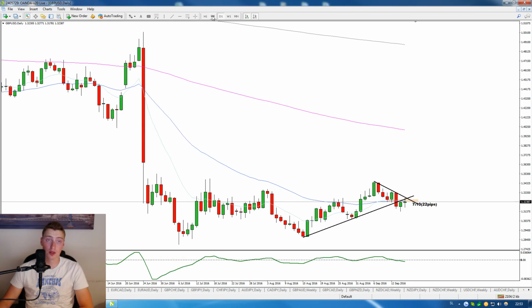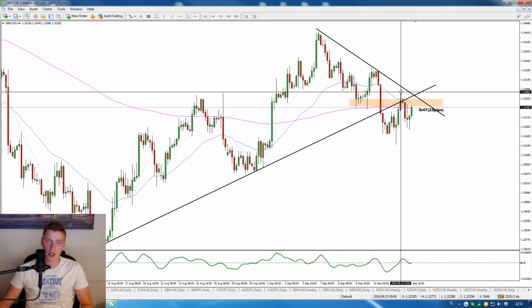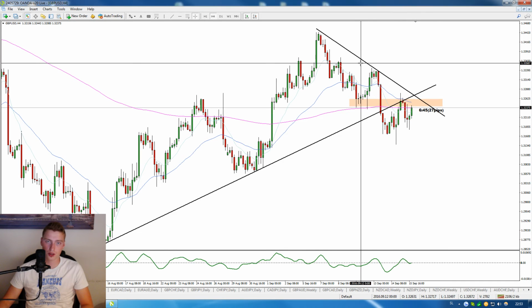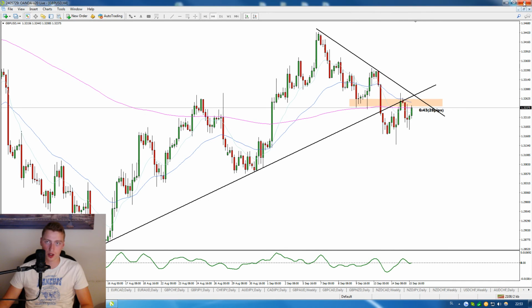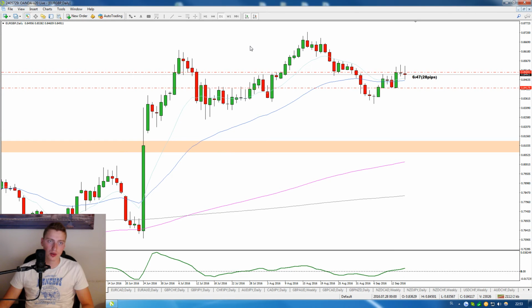So that's it. I mean, if you're trading 4 hourly, you might already be in a trade. Stop loss above here, or if you're conservative, above the previous swing high. That's it. Euro pound.